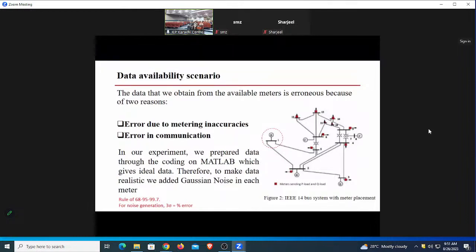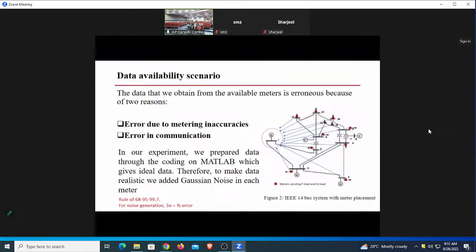So what actually happens is that all the meters send different data to the centralized location, and there all the work is carried out to find out different parameters. When we send data from these meters, there are inaccuracies, either inherent in the meter, that it is unable to capture the total actual or ideal value, or there are some communication losses also.